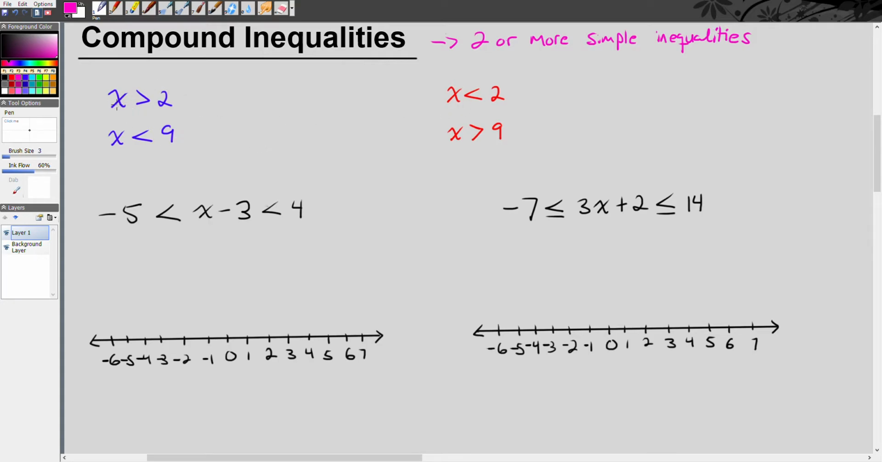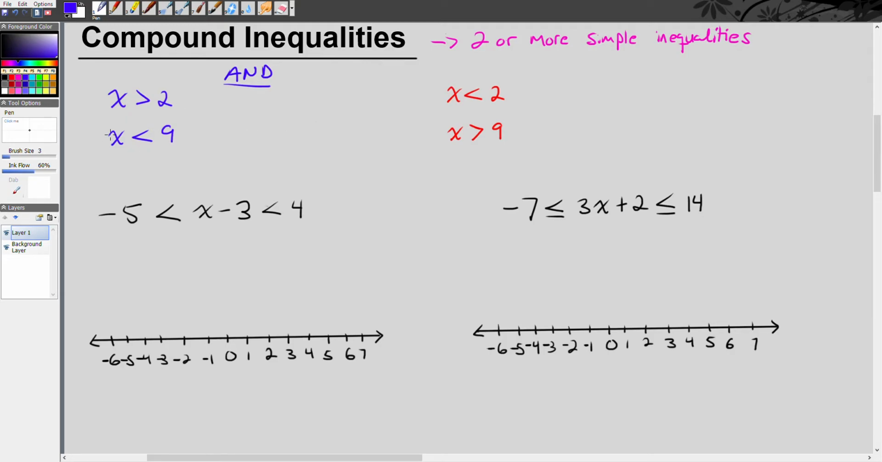If we look at the blue, I have these two simple inequalities here. x is greater than 2, and I also have x is less than 9. Think about that. Is it possible for x to be greater than 2 and less than 9 at the same time? Sure it is. If x was 4, it would be greater than 2 and less than 9. So this is an example of a compound inequality that is an and.